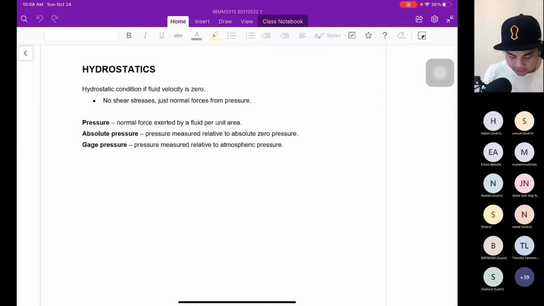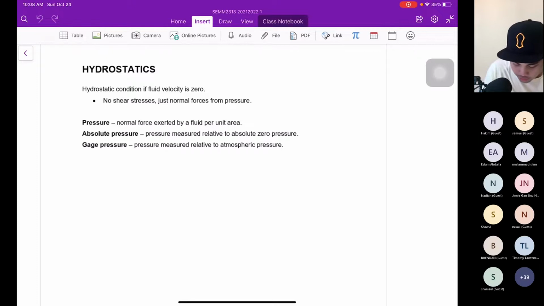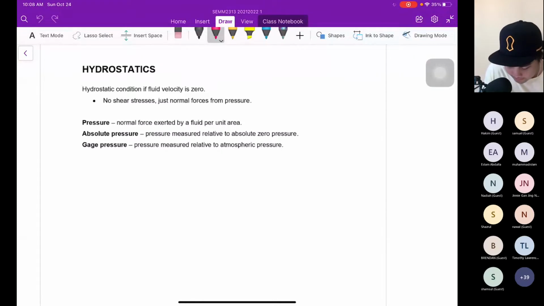Okay, so hydrostatic condition: if fluid velocity is equal to 0, that means the fluid is basically at rest. There is no motion of fluid, either liquid or gas. In this case, when the velocity is 0, there is no motion at all, no shear stress, just normal force from the pressure. Let me draw for you to understand clearly.